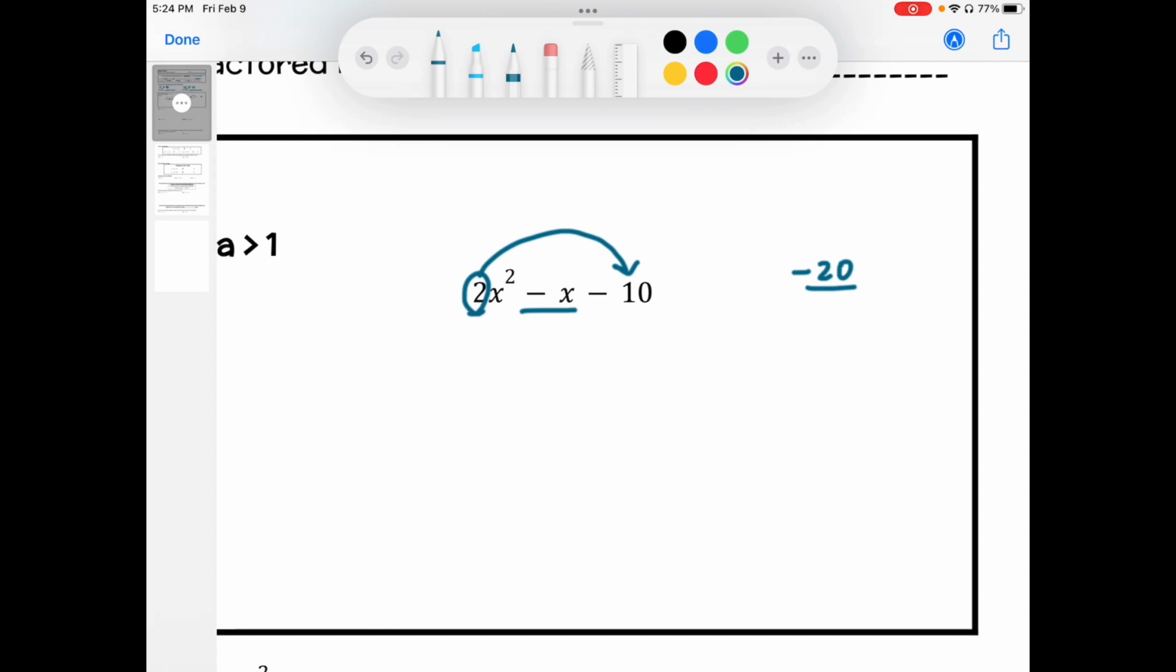So in this case, it would be -5 and +4. So let's check that and make sure it equals -1. So -5 plus 4 equals -1. Perfect.